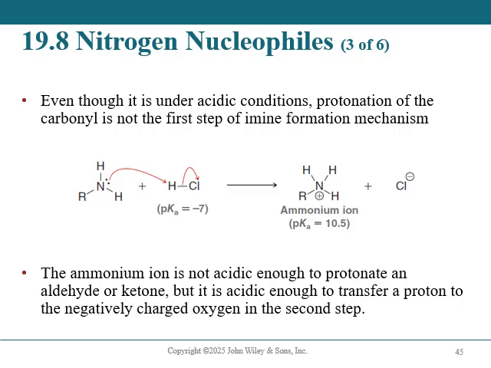But even though it is under acidic conditions, protonation of the carbonyl is not the first step of the imine formation mechanism. So basically what happens, you have the amine, you form the ammonium ion under acidic conditions. This is actually very common, we know this from general chemistry. The ammonium ion is not acidic enough to protonate an aldehyde or a ketone, but it is acidic enough to transfer a proton to a negatively charged oxygen in a subsequent step. So this isn't going to be the initiator, but it will participate eventually in the process. We actually saw that in the mechanism one slide back.